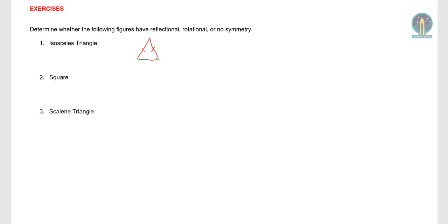It does have reflectional symmetry though, and it's very clear. If you drop a line like this, down the center, these two triangles will be congruent. So it does have reflectional symmetry. Okay, so an isosceles triangle has reflectional symmetry.